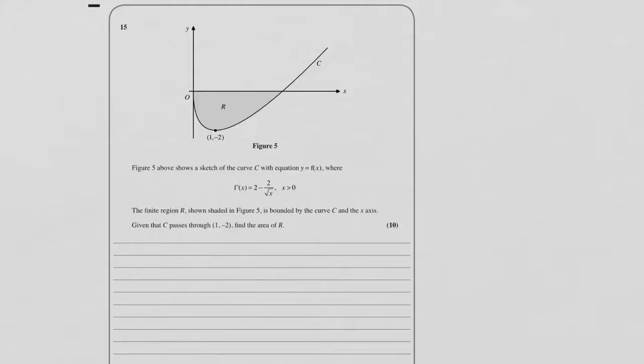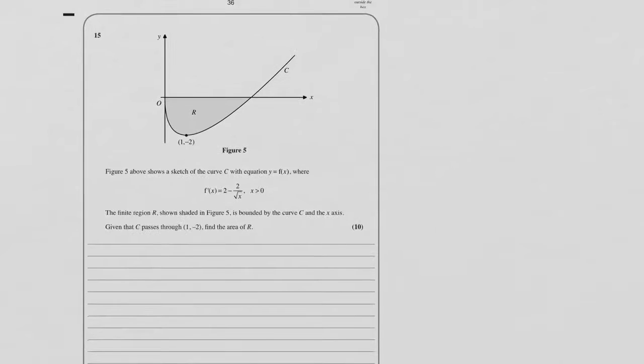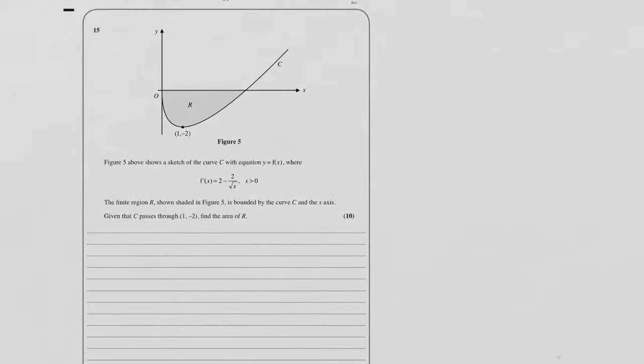Final question, hurrah. But also probably one of the most confusing. It's a 10 marker, doesn't split it up a lot. So yeah, not the easiest to understand and break up.